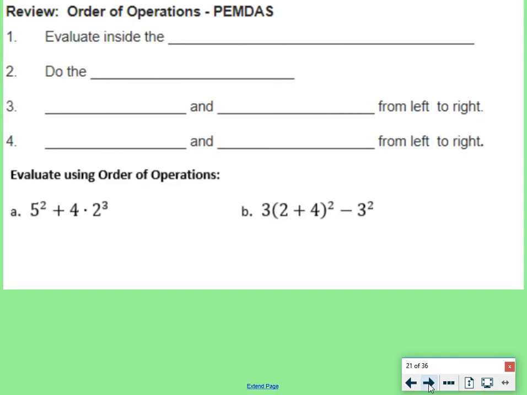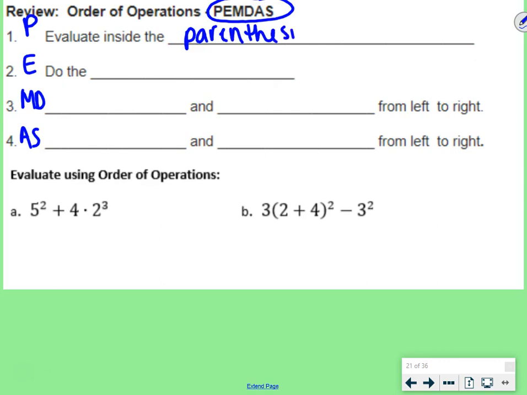Alright, now this is a little bit of review, but we're going to add in the exponents piece. So if you guys remember at the beginning of the year talking about PEMDAS, so our PEMDAS is going to be P, E, M, D, and A, S. Okay, so the first thing we do is evaluate inside the parentheses. Remember, parentheses look like that. So that's the first thing we do. Then we do the exponents. That's what the E stands for, the exponents, the little baby numbers.